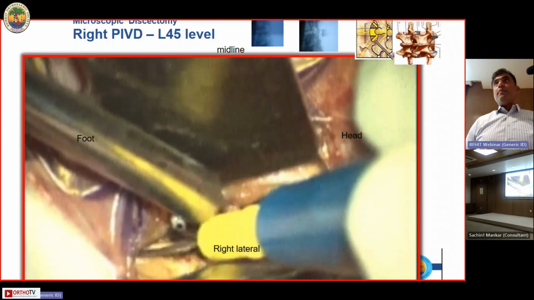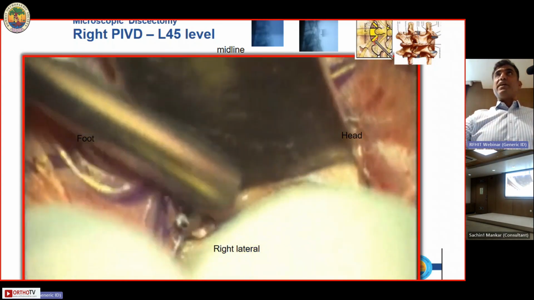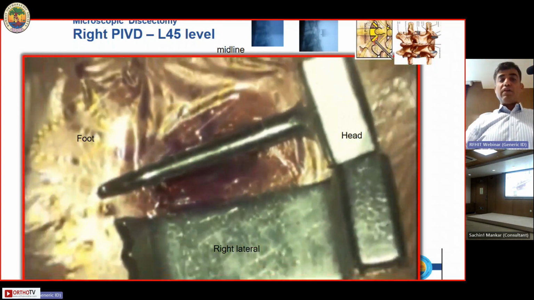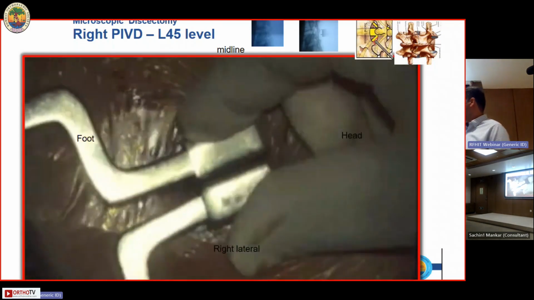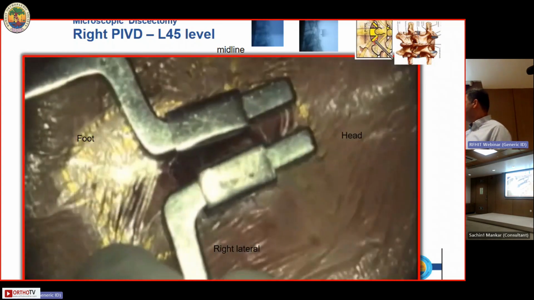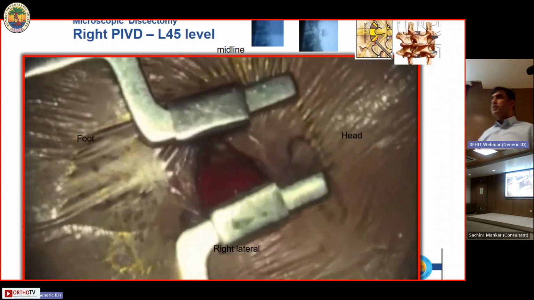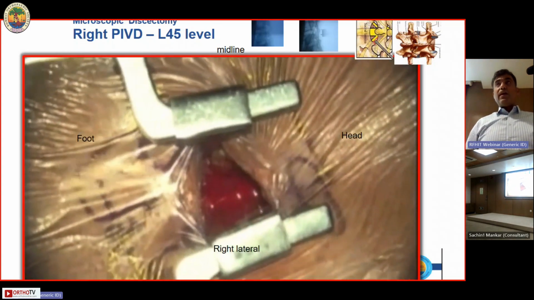Midline incision, midline dissection of muscles from the spinous process, base of the lamina, so that what you see first: the hook goes into the spinous space and the blade retracts the muscle there. That's the head side, the foot side, surgeon standing on the right side, symptoms at L4-5 level.